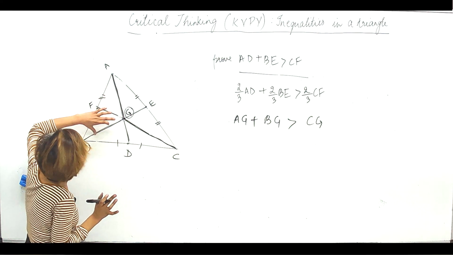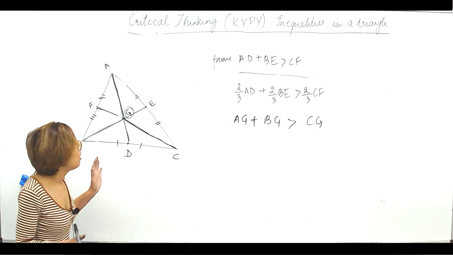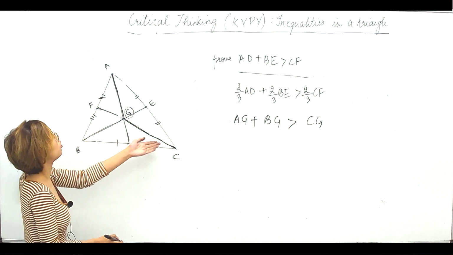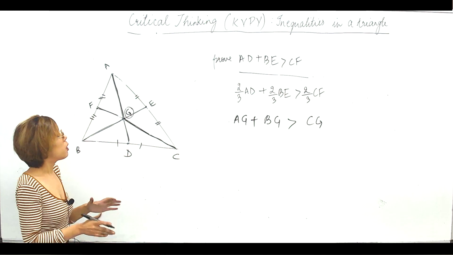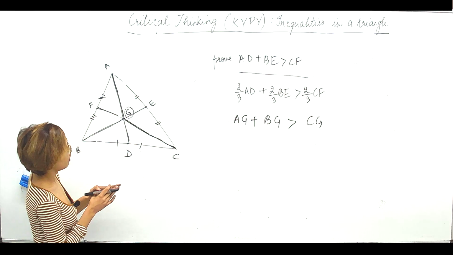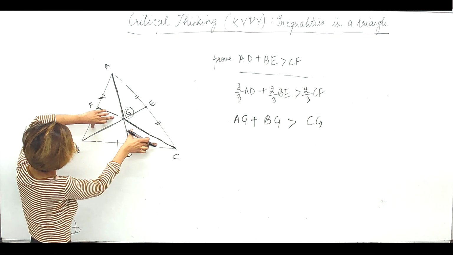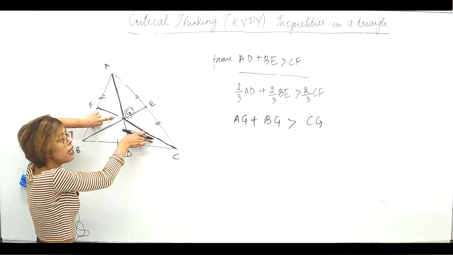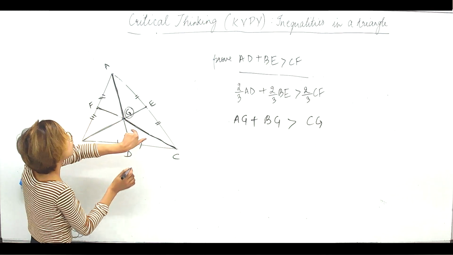At least AG and BG are in the same triangle. But CG is somewhere else, so how will we do it? Good question. What can we do now? AG and BG are in this triangle, but we need this length, which we somehow have to generate. G divides the line segment in the ratio 2:1.